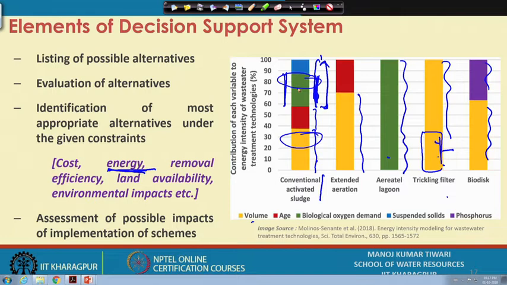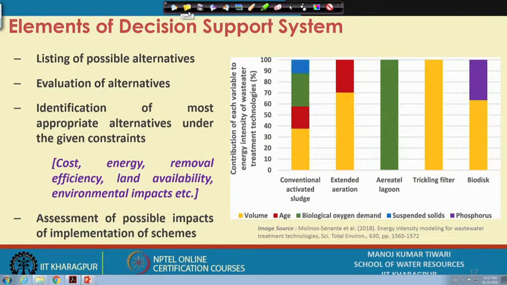Okay. If you want to reduce the volume, this kind of analysis can be used, this is just an example. So this kind of analysis can be used for fixing up a system. Similarly, for the cost also you can see the different costs of the different components in the different treatment systems.